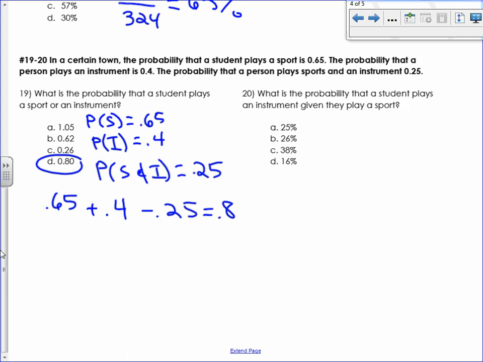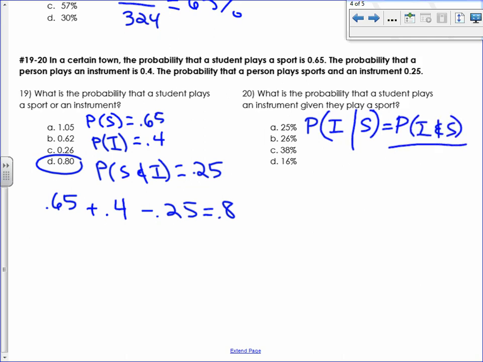Lexi, you're good. Okay. So number 20. What is the probability that a student plays an instrument given that they play a sport? All right, so probability of A, I'm going to use the letters. So what's the probability that they play an instrument given that they play a sport? Okay, and that helps me figure out.